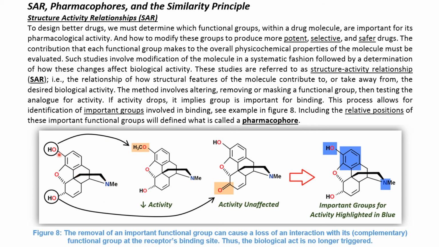In this particular example, we modified the OH group here with this group, and the activity was reduced, which means it is important. Another modification was to replace this functional group with this, and the activity was unaffected, so we concluded that it is not important. We repeated the same process for this group, and realized that these three moieties or functional groups are important for activity. If we define their relative positions in space, we can define the pharmacophore groups for this drug.